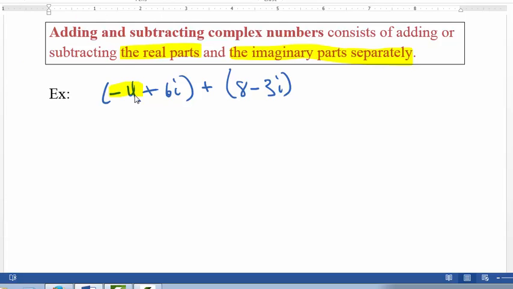So what you're going to do is you're just going to add the -4 and the 8, which are the real parts, and then combine the 6i and the -3i, which are the imaginary parts. Combining the real parts is going to give you 4. Combining the imaginary parts is going to give you 3i. So you end up with 4 plus 3i.